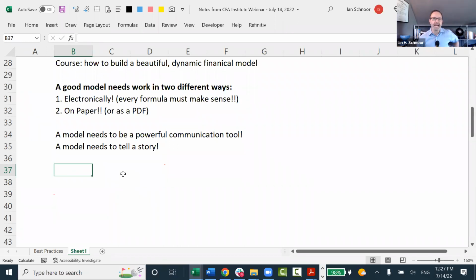It took him a long time to discover that finance is only half numbers, and the other half is your ability to tell a story, to create a narrative. And that's what the model is: the best tool available to create a powerful narrative.